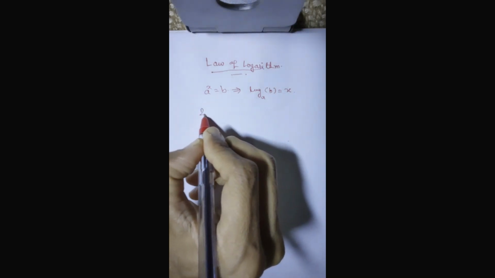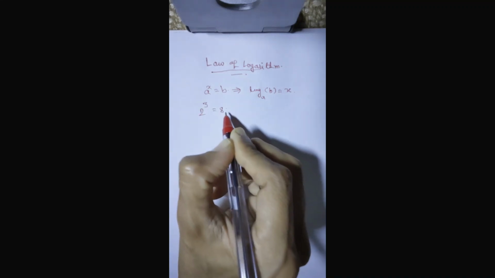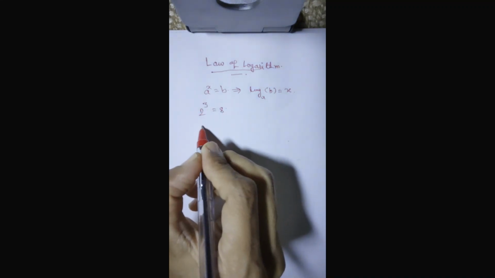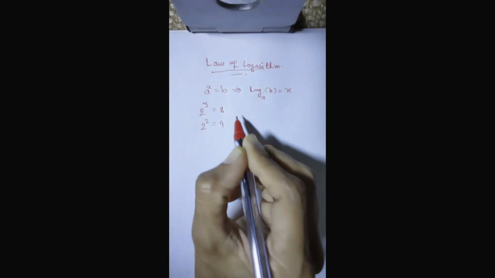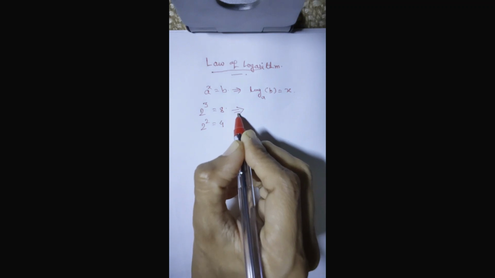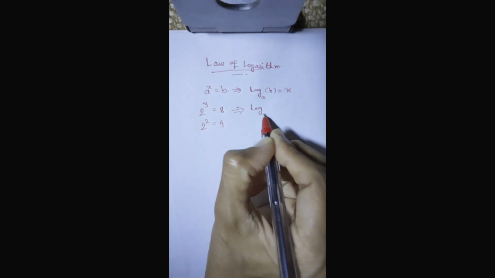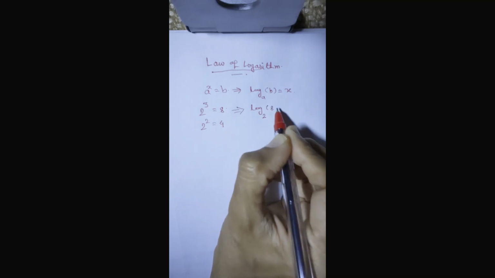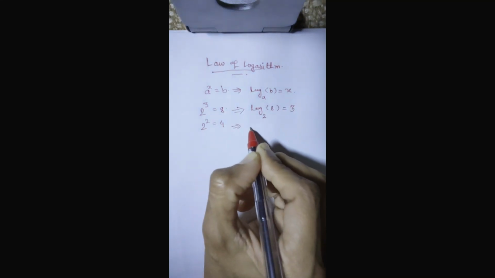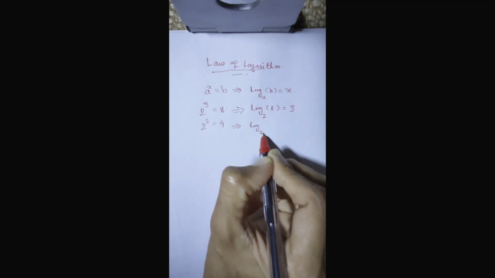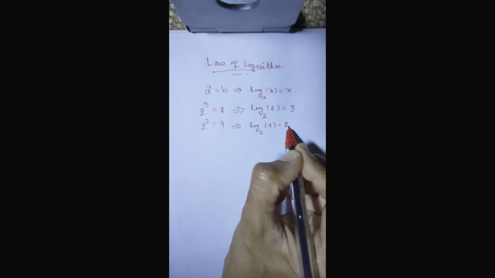Now suppose I know that 2 to the power 3 is what? 8. Exactly. This is the exponential form. And 2 to the power 2 is 4. This is again the exponential form. What will be its logarithmic form? Log to the base 2 of 8 equal to 3. Similarly, this will be log to the base 2 of 4 is equal to 2.